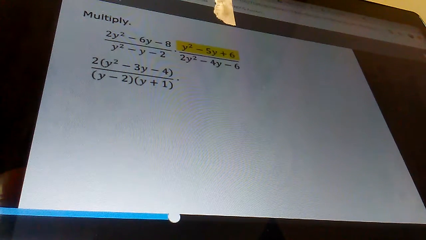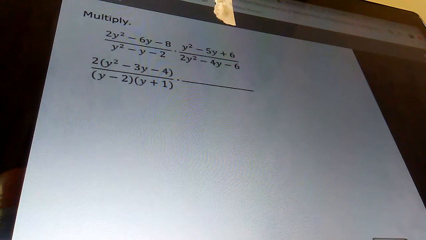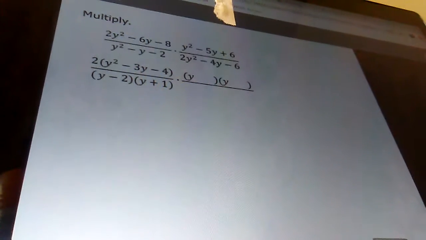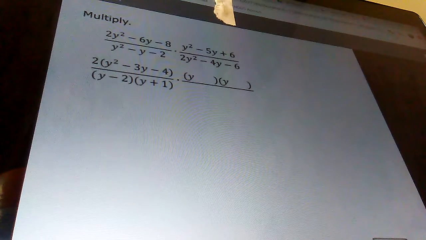Let's factor the numerator of the second fraction. Notice that the leading coefficient is 1, so we will write in y and y. Now we are looking for two numbers that have a product of 6 but a sum of -5. Let's try 3 and 2. We will make them both negative to get the product of +6 and the sum of -5.